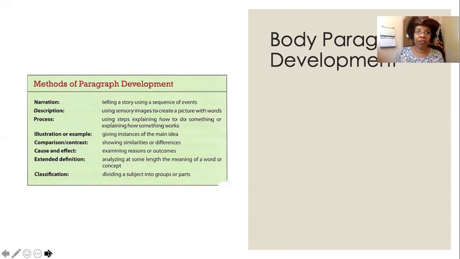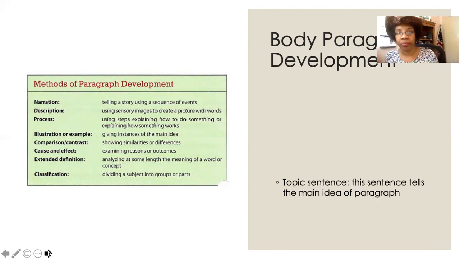Extended definition, right? Maybe one of your body paragraphs might be a whole definition about perseverance and what it means to persevere, or about belonging, what belonging means, or what growth mindset means, right? So your body paragraphs, these are methods of development for your body paragraphs, okay?